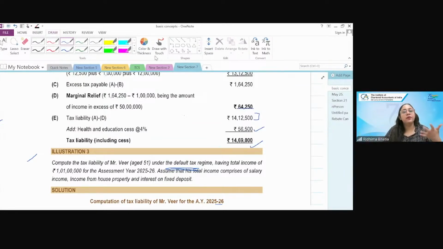See, this class would have been of only 1 hour if I had just quickly told you these are the rates, this is the rebate, this is the surcharge. That's it, in 1 hour this would have been over. But I really wanted you to practice step by step. That's why we practiced first the slab rates, then the special rates, then the rebates, then the surcharge, step by step, and then the marginal relief.